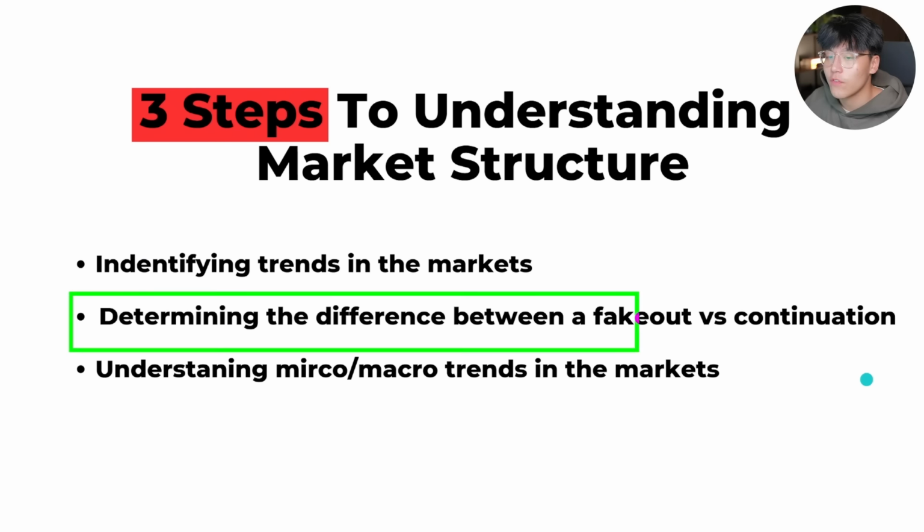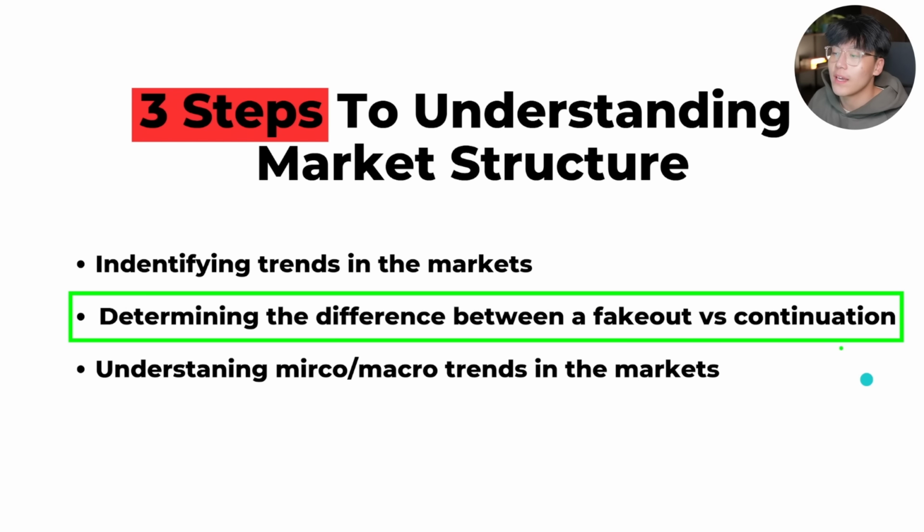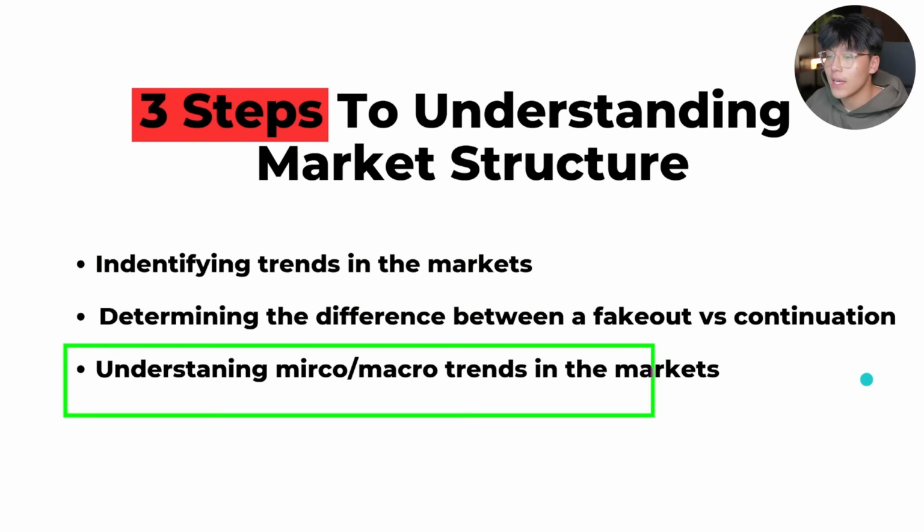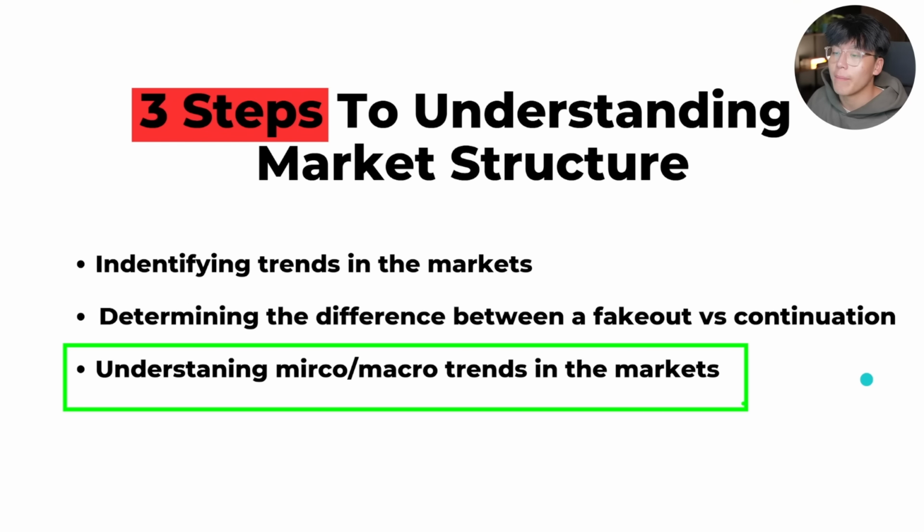Next, what we're going to be looking for is determining the difference between a fake out versus a continuation. A lot of times the setups look fairly similar, especially on the lower time frames, but there's a key difference between a fake out versus a continuation, and I'm going to talk about it a little bit deeper later in this video. And then finally, what I have is understanding the difference between micro and macro trends in the markets. There's differences between a macro uptrend with a micro downtrend. That's what we're going to be talking about, and why it's important to identify the difference between macro and micro trends in the markets and how we can use them to make money.